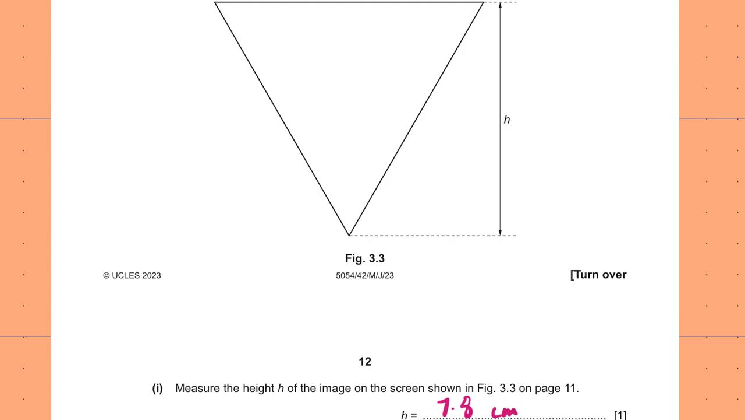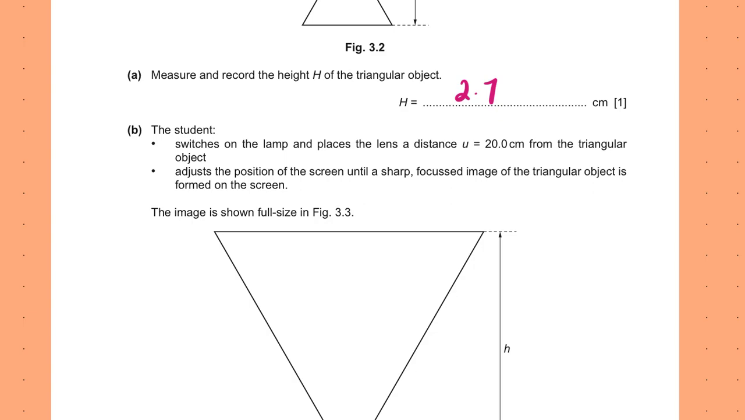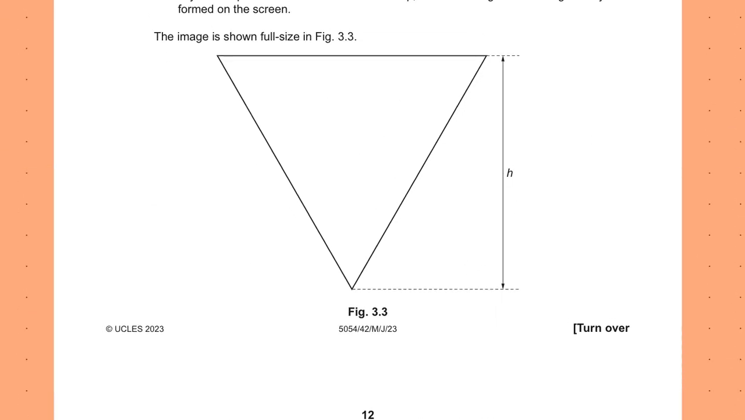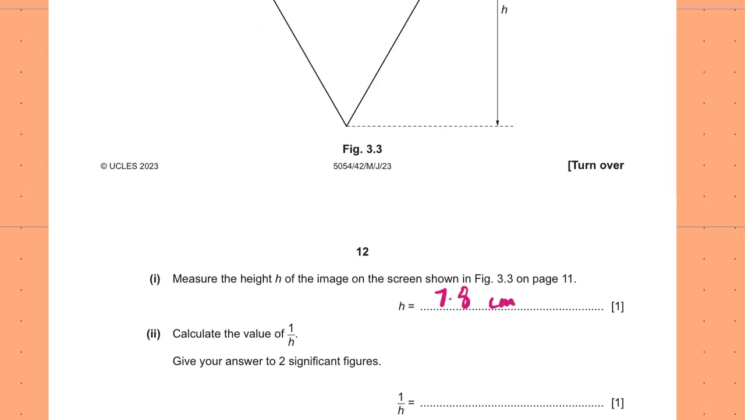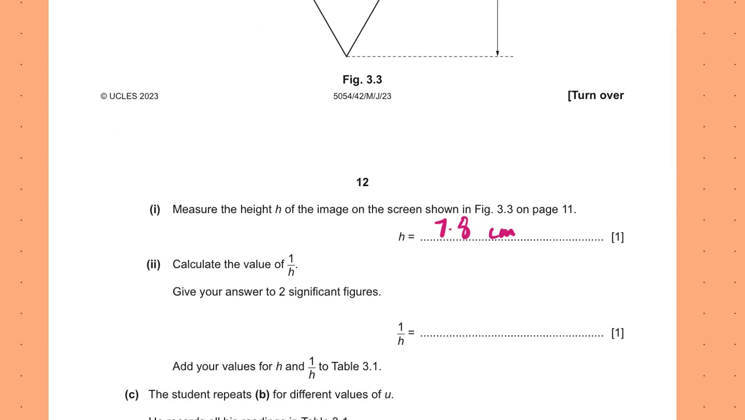Did I write the units above? So it was given. So this is 7.8 centimeters. It's a full size image, so no scale to be used here. Calculate the value of 1 over h, give your answer to 2SF. So 1 over 7.8 turns out to be 0.13 to 2SF.